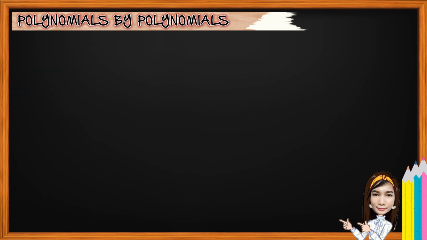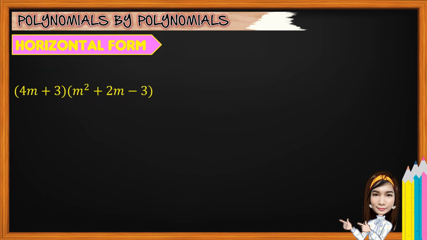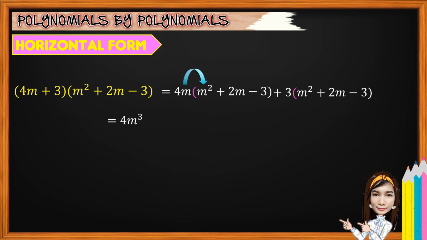Now let's try to write the solution in horizontal form. Given the quantity 4m plus 3 times the quantity m squared plus 2m minus 3. First, multiply 4m times the trinomial quantity m squared plus 2m minus 3. Then, multiply the second term 3 times the trinomial m squared plus 2m minus 3. Then, use distributive property, we are going to distribute the monomial 4m to each term of the trinomial. So, we have 4m times the first term m squared is equal to 4m cubed. 4m times the second term 2m, that is equal to 8m squared. Multiply 4m times the third term negative 3, that is equal to negative 12m.